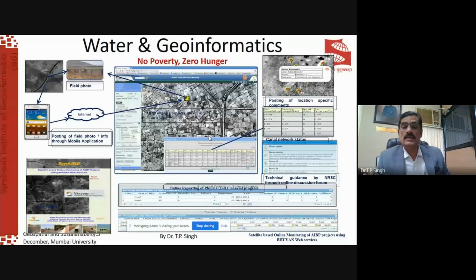So the whole information has been put on the Bhuvan platform of the National Remote Sensing Center, where you can get information on each and every river basin, the position of irrigation potential, as well as the position of canal construction and irrigation potential.